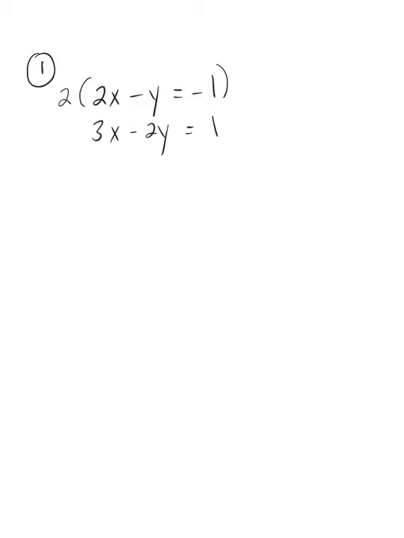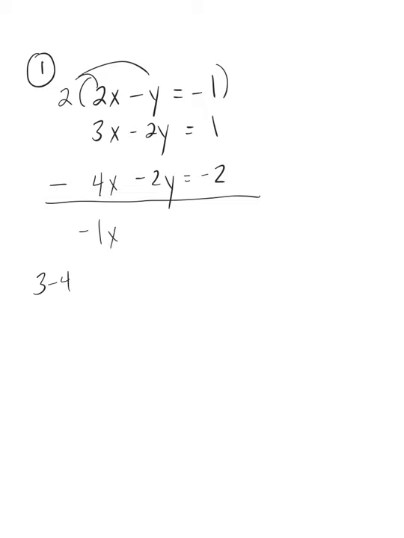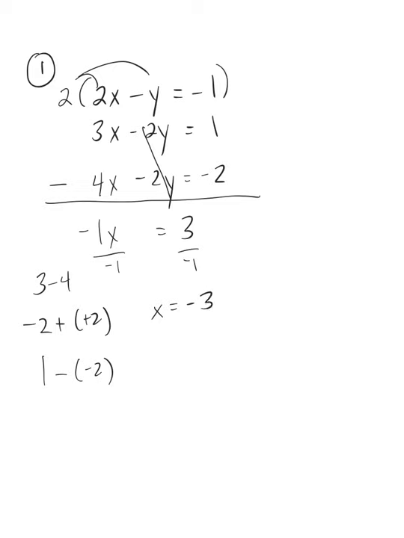If I multiply this equation by 2, my new equation is 4x, negative 2y, and negative 2. Now if I subtract going down, I have 3 minus 4, and I get negative 1x. Negative 2 minus a negative 2 is 0. 1 minus a negative 2 is 3. I divide by negative 1, my x equals negative 3.